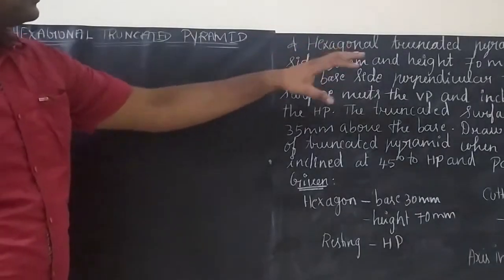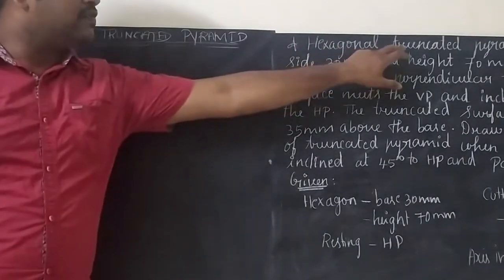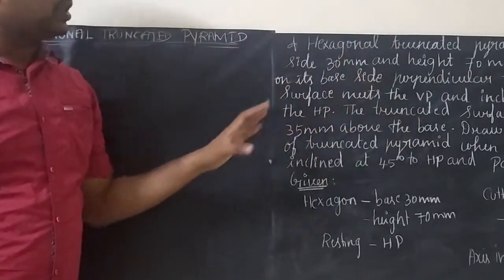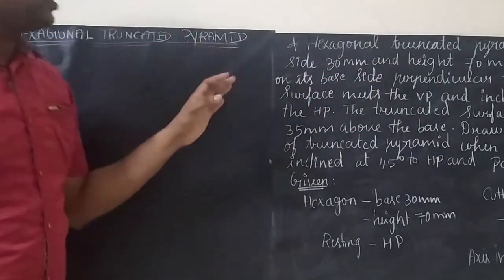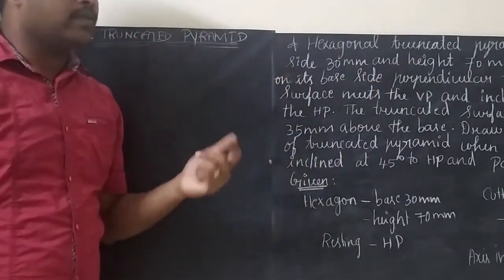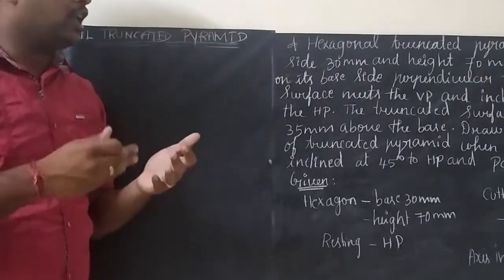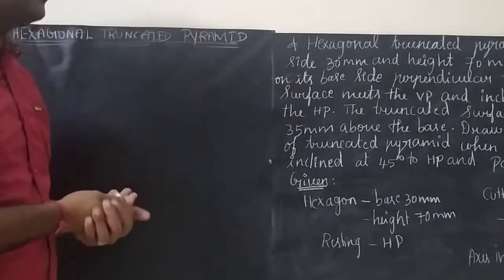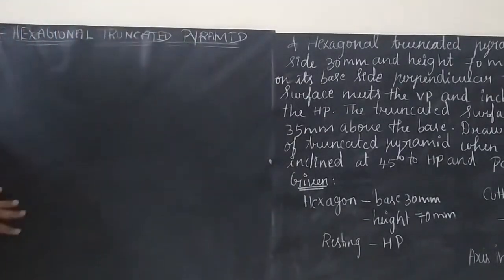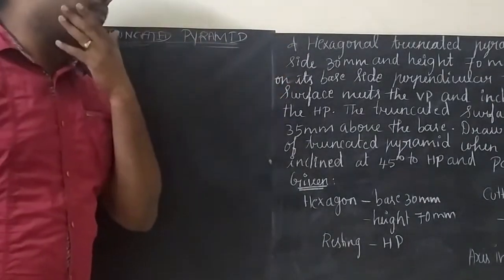A hexagonal truncated pyramid. So truncated is very important. So this comes under Unit 3. A hexagonal truncated pyramid of base side 30 mm and height 70 mm. So hexagon side will be 30 mm and height of the pyramid is 70 mm. Rest on HP. So resting on HP means we will be drawing the diagram here. And next thing is, one of its base edges perpendicular to VP.